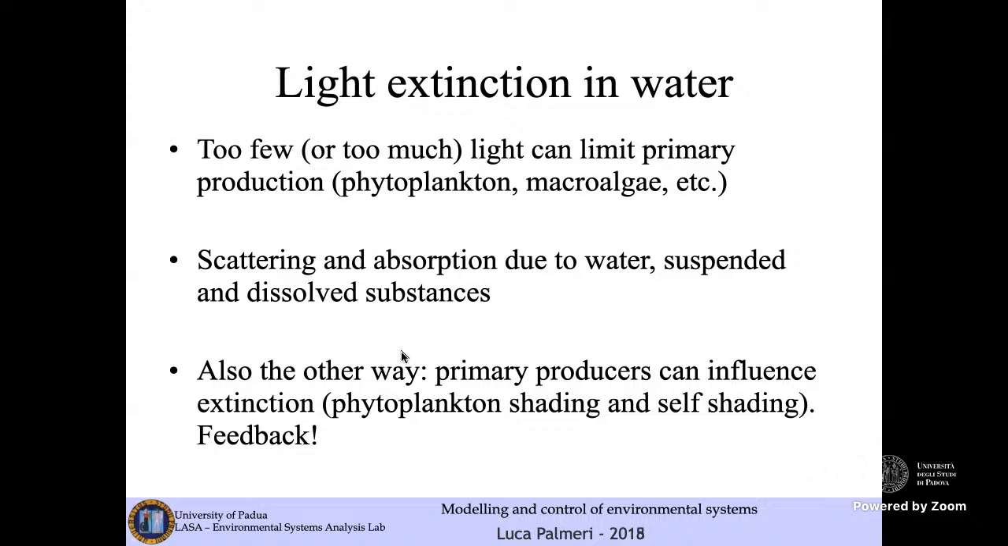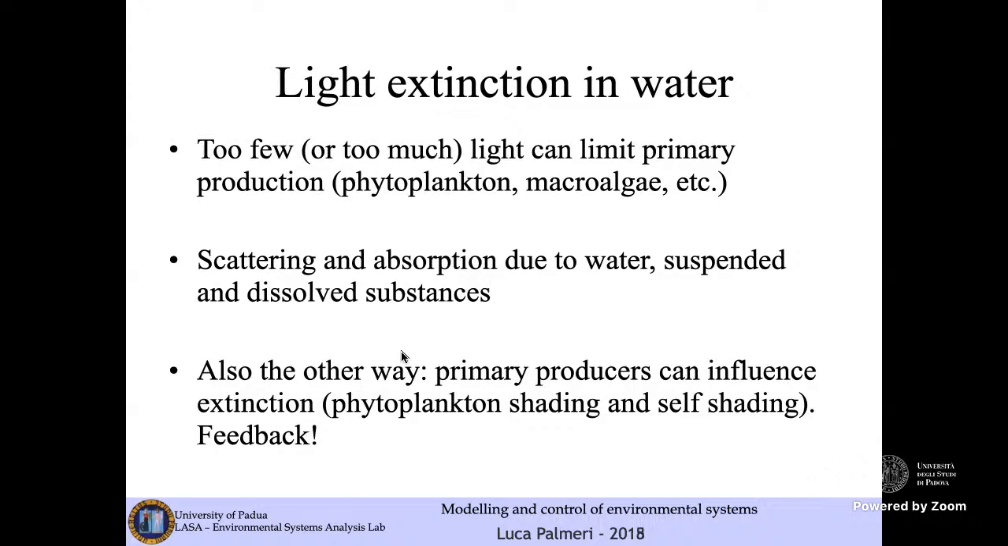So we recognize that there is an optimum amount of light, not too much and not too little. Light is necessary in order for a process to perform with optimal efficiency. Scattering and absorption are due to water and suspended and dissolved substances in water.